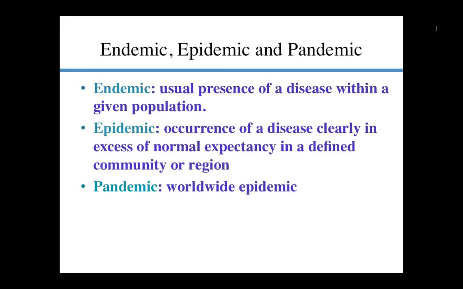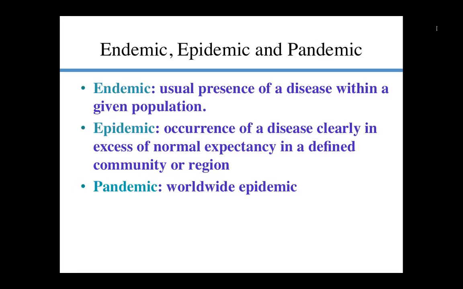So how common? There are some basic terms you should be familiar with. Endemic: the usual presence of a disease within a given population. Epidemic: occurrence of a disease clearly in excess of normal expectancy in a defined community or region. And pandemic: a worldwide epidemic.